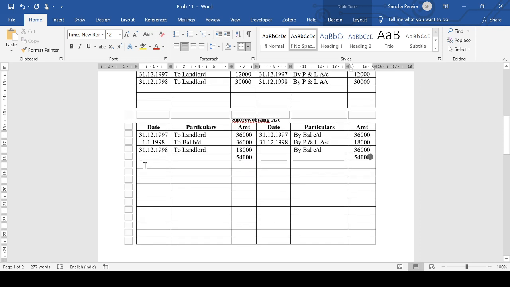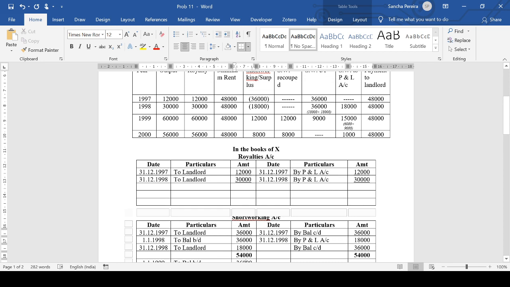So bring down the balance. First January 1999, to balance brought down 36,000. Okay, this one will automatically close.